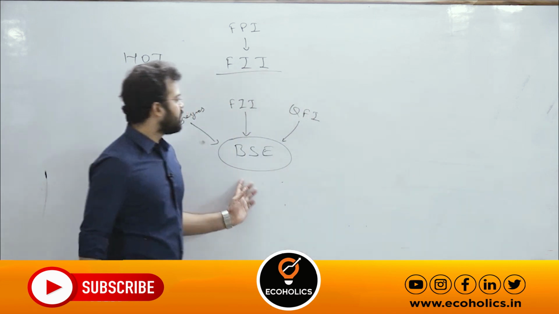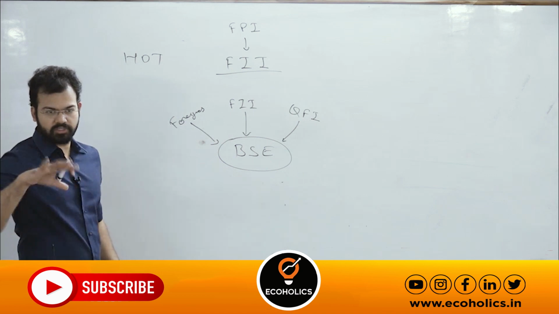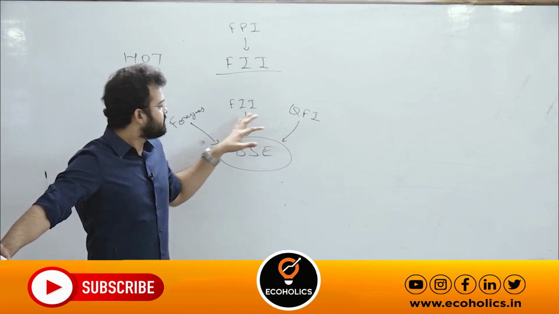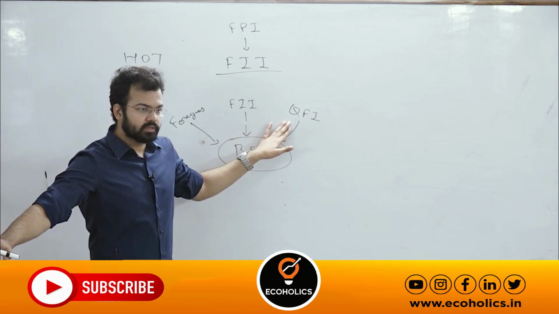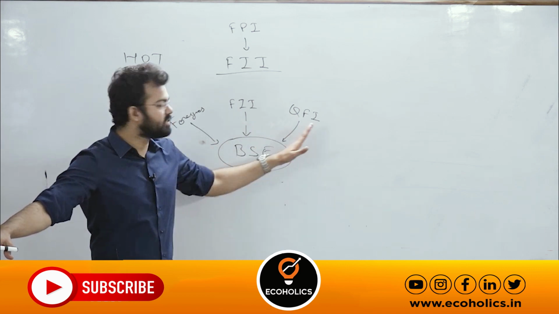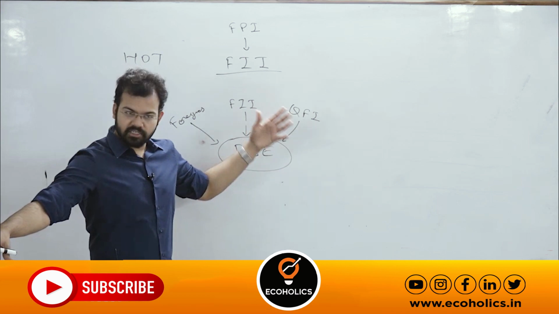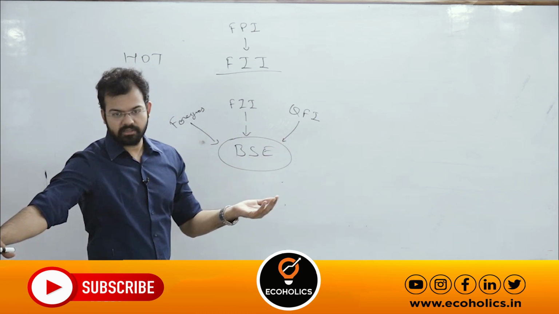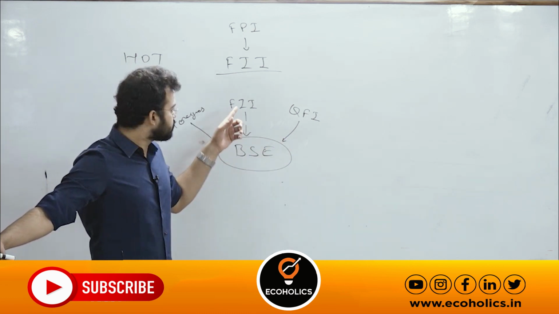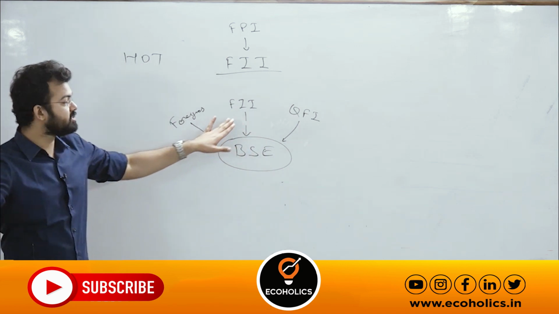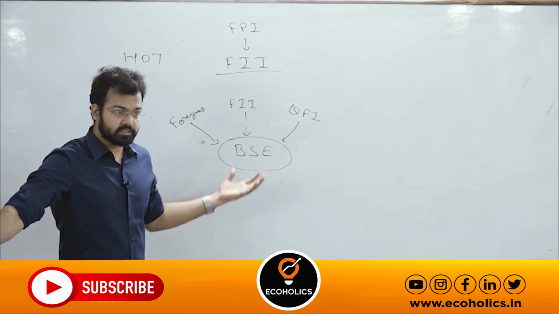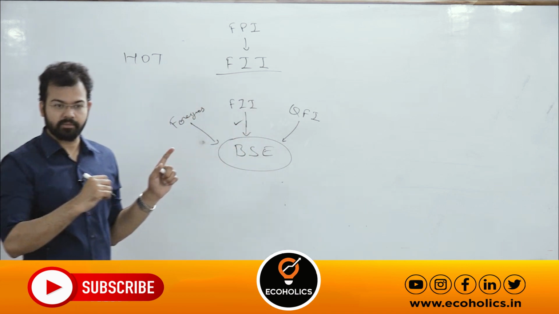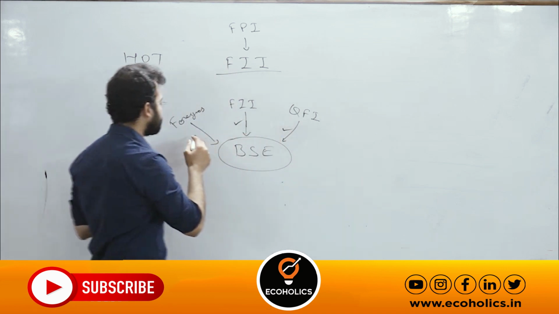Now understand this. I've introduced two terms in the flowchart: foreign institutional investors and qualified foreign investors. The same meaning, just one difference. These are institutions and these are individuals. If you are an individual investing in the Indian stock market, you will come under the category of qualified foreign investor. If I am an individual taking help of an institute in America to invest in the Indian stock market, then I will come through the route of foreign institutional investors, because these investments are institutionalized. You understand institutionalized? These are formal investments. According to Indian policy, this is allowed, but this is not.